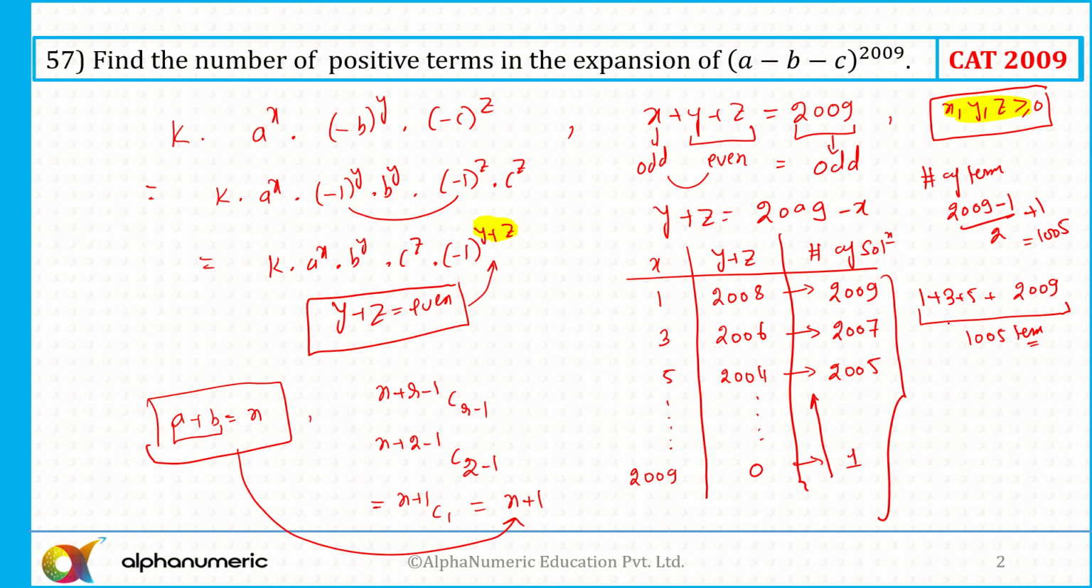And the sum of n odd numbers is always equal to n square. So this is 1005 square. So the correct answer is nothing but 1005 square. Okay. So in the last I have used this formula, that is 1 plus 3 plus 5, the sum of the first n odd numbers is always equal to n square. So the answer is simply 1005 square. This question was asked in CAT 2009 in my set, first day, first slot. Okay.